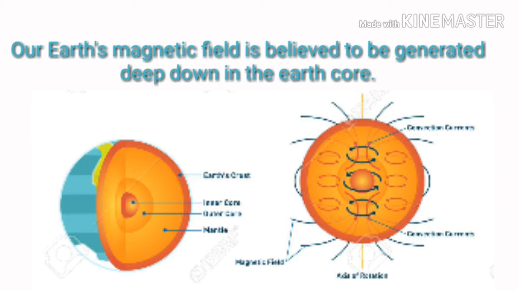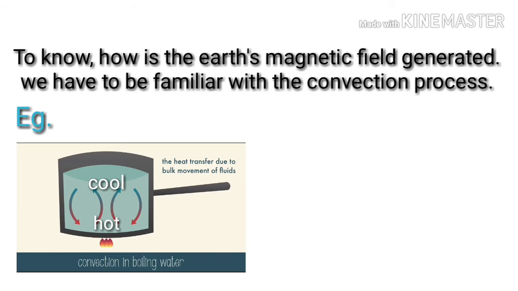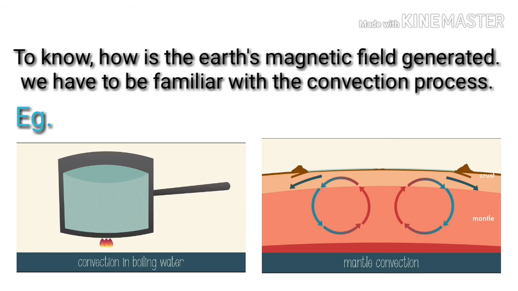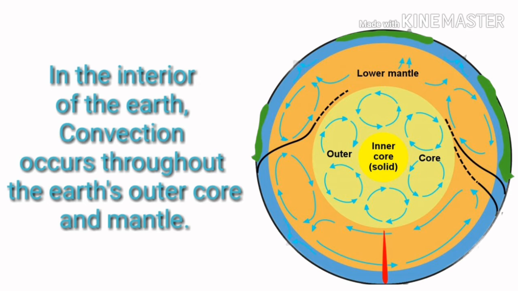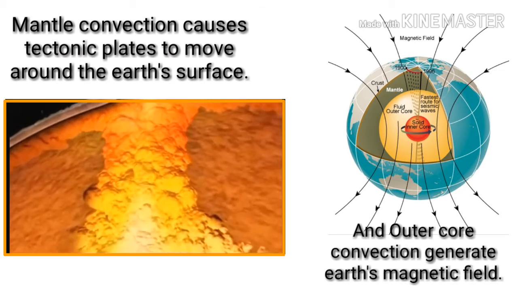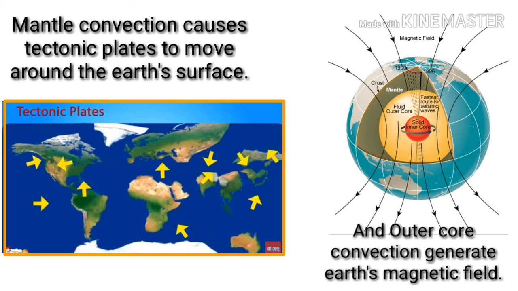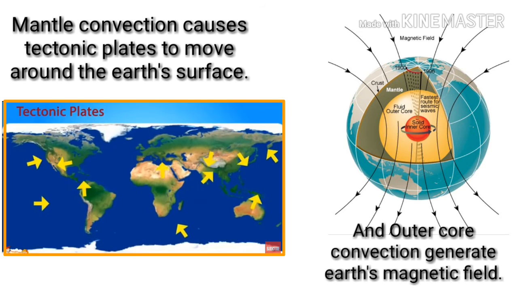Our Earth's magnetic field is believed to be generated deep down in the Earth's core. To know how the Earth's magnetic field is generated, we have to be familiar with the convection process. Convection is a process that moves heat around. Hot material comes up and cold material goes down. And in the interior of the Earth, convection occurs throughout the Earth's outer core and mantle. Mantle convection causes tectonic plates to move around the Earth's surface, and outer core convection generates Earth's magnetic field. Now you know the difference between both convections.